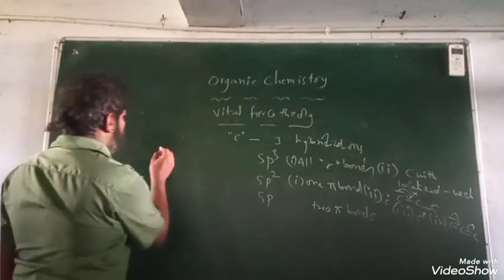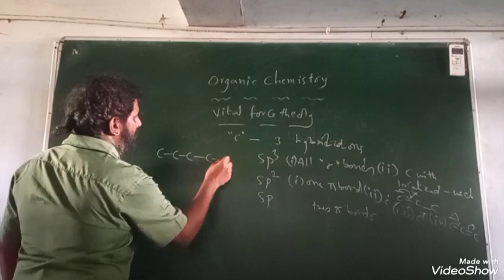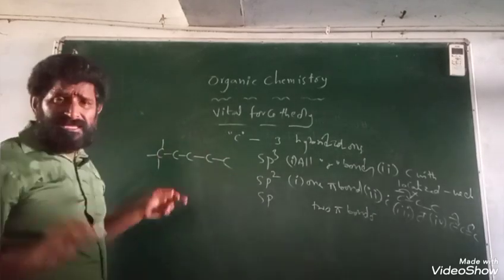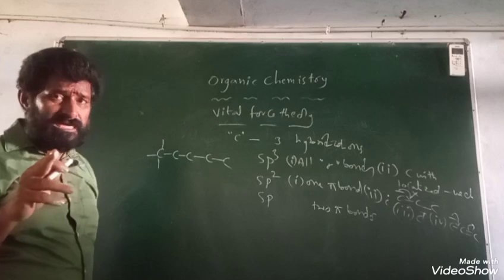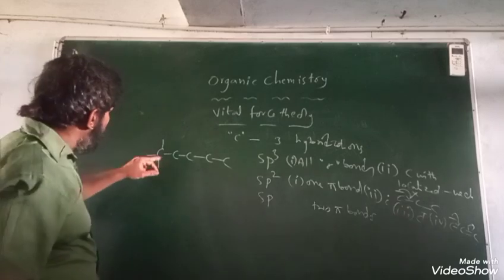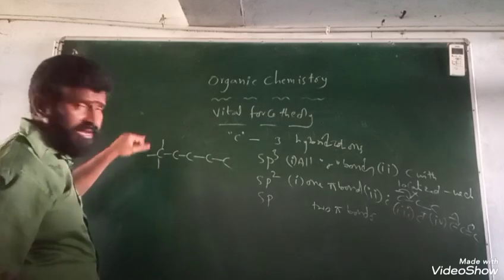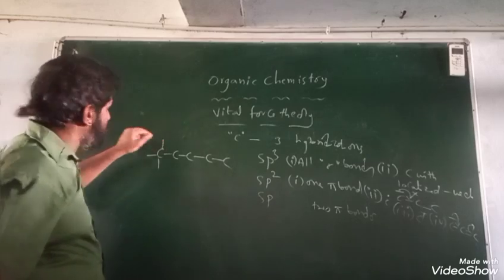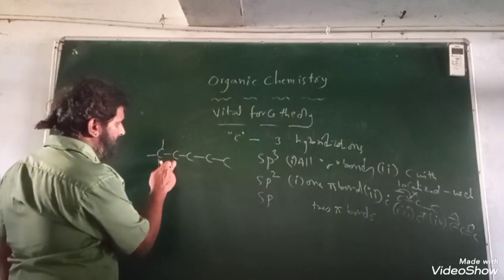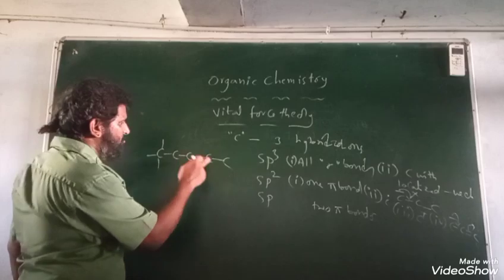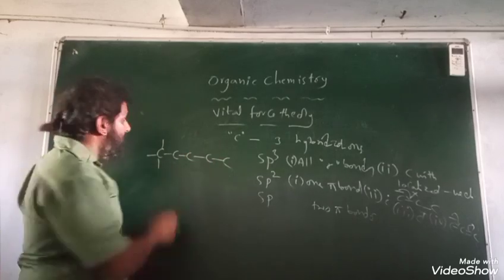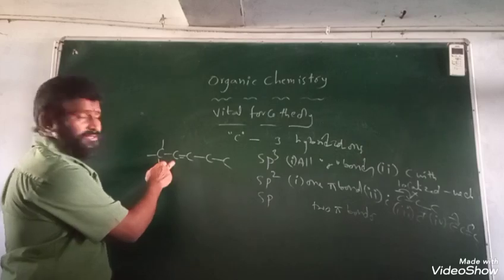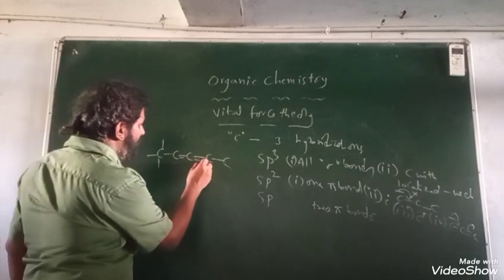Now let us take the examples. Take a compound like this. If nothing is mentioned, the remaining valences are all satisfied by hydrogen. If carbon is mentioned without the remaining 3 bonds, you must understand that the remaining 3 are hydrogens. So it is CH3, CH2, CH2, CH, like that. This is sp3. If you have a double bond here, it will become sp2. One more double bond here.